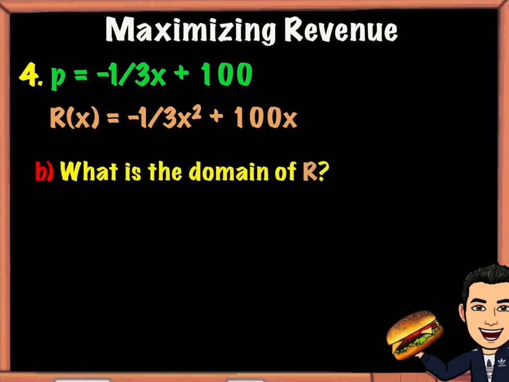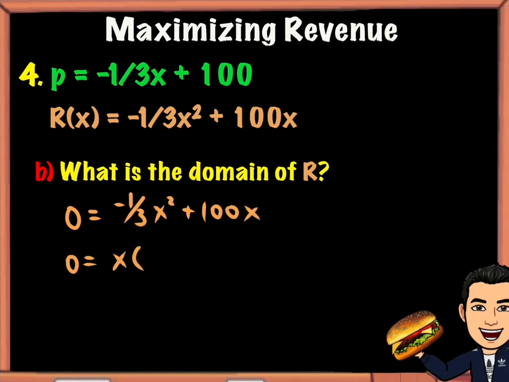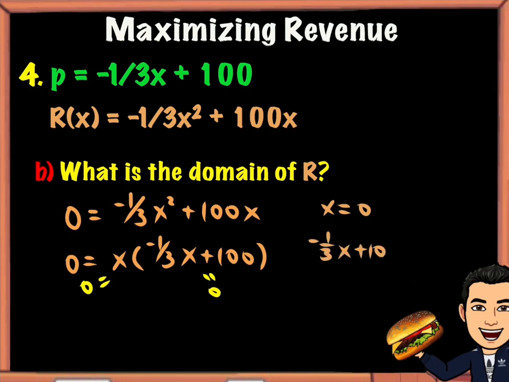So letter B, what is the domain of the revenue? So you want to set the revenue equal to 0, and then negative 1/3 x squared plus 100x. So 0 equals, factor out the x. That's x multiplied by negative 1/3 x plus 100. So setting each factor equal to 0, you have x equals 0 and negative 1/3 x plus 100 equals 0. So if you solve for x, it's going to equal 300.